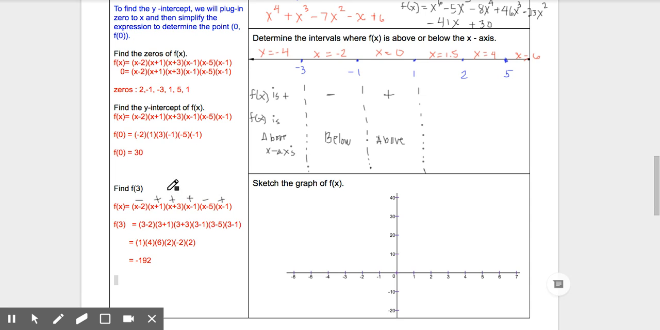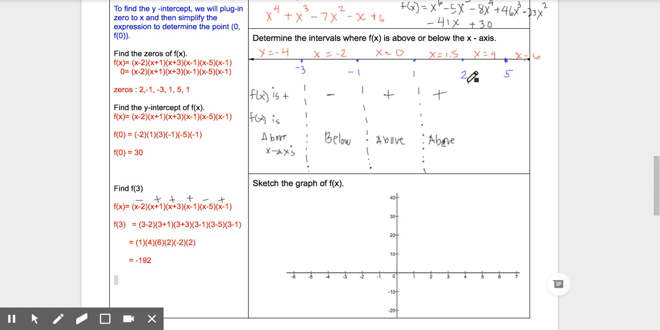So we notice we have 1, 2, 3, 4 positives. So that's going to give us a positive product. And then we're multiplying 2 negatives. That gives us a positive. So positive times positive gives us positive. That means f of x is above the x-axis.